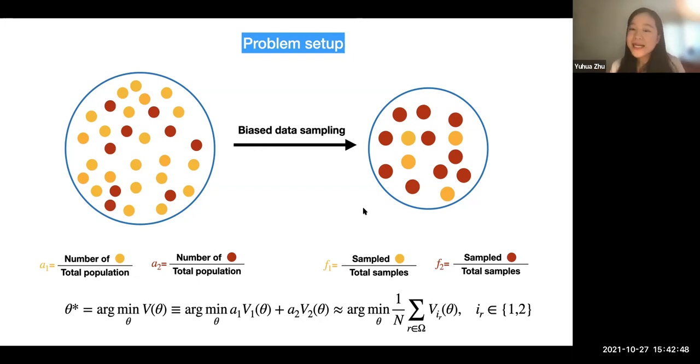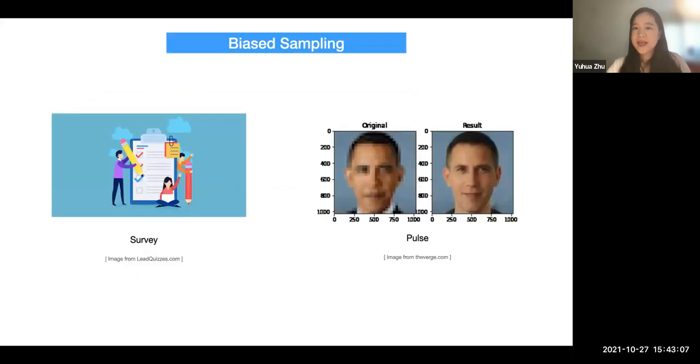But somehow when we collect data, the sample distribution F1 and F2 of these two groups is significantly different from the population distribution. Then we call it sampling bias. It's a very common problem when we collect data and train models. For example, when we do a survey, if we do not correct the sampling bias, then the survey will lead to a result that is bad for the underrepresented group.